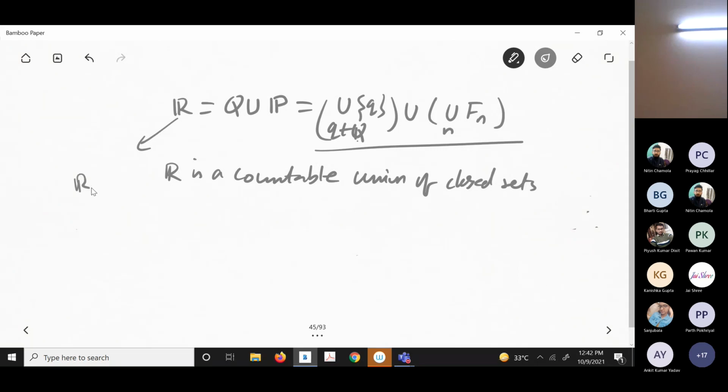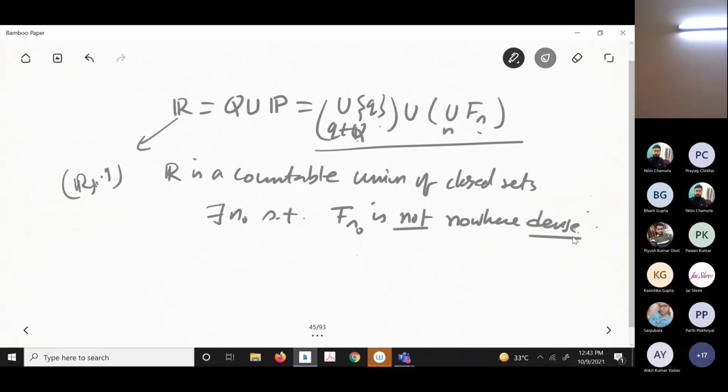But by Baire's category theorem, R is of second category. Okay. But then there must exist, look, here I know each of them is nowhere dense. So there must exist one of them which is not nowhere dense, but each of them here is nowhere dense. That means there exists an n naught such that F_n naught is not nowhere dense. But that means the interior of F_n naught is non-empty. But look, F_n naught is closed.